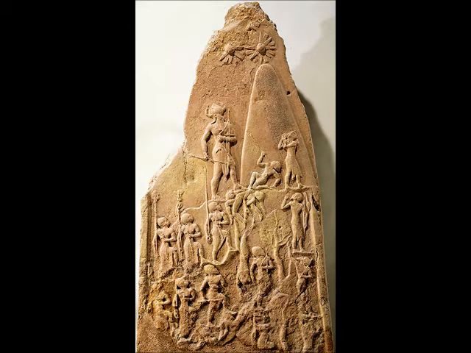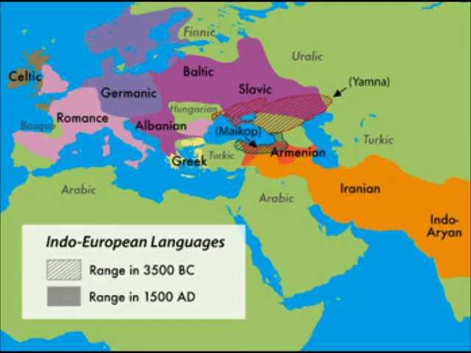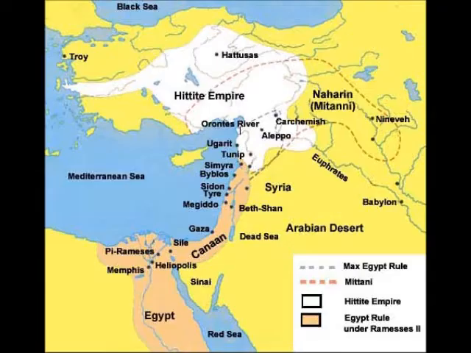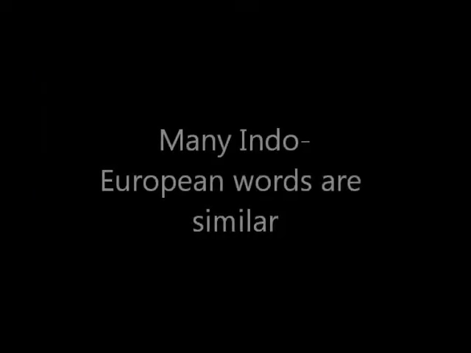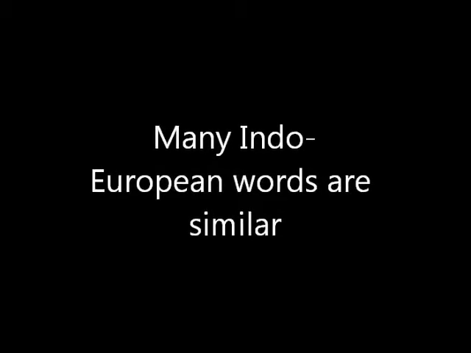Greek, Persian, and Aryan languages, you're going to see those in the south of Europe, as well as in the south of what became known as the Hittite Empire and the Aryan empires. There are a lot of similarities between all of the languages today.